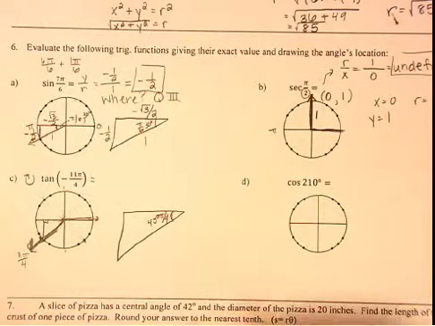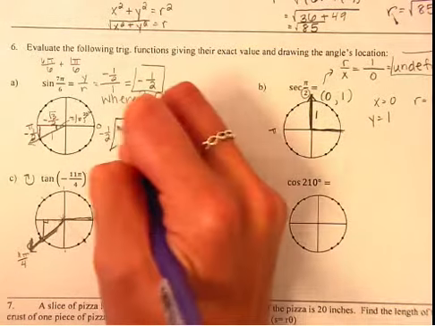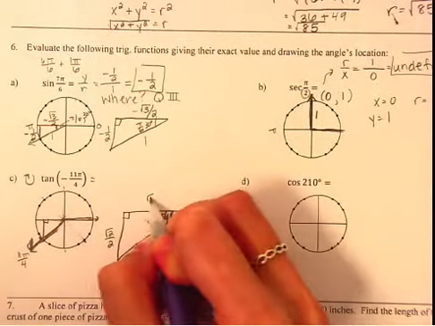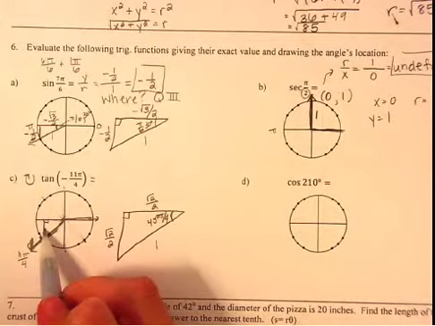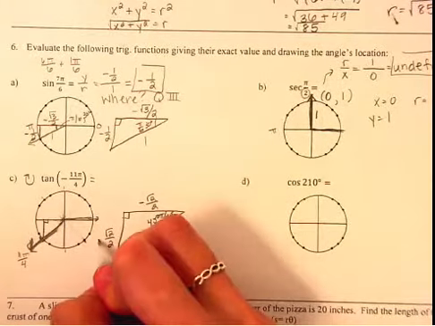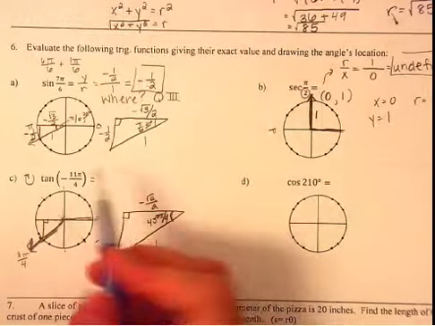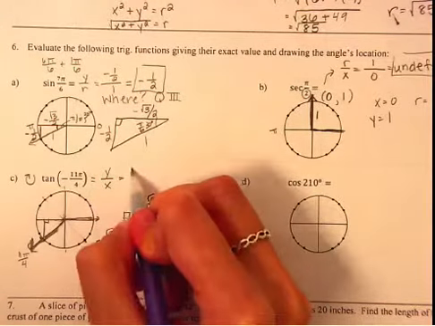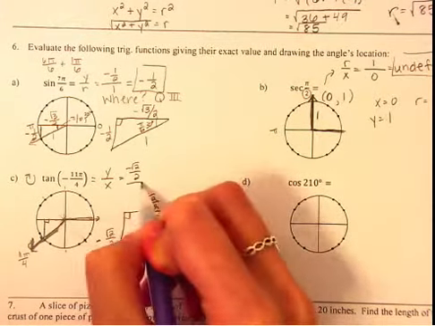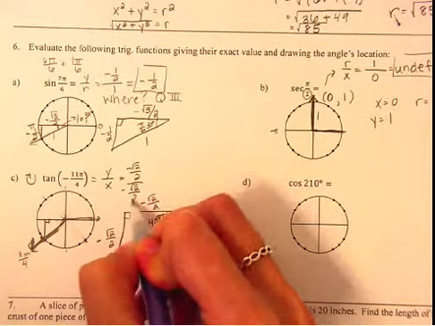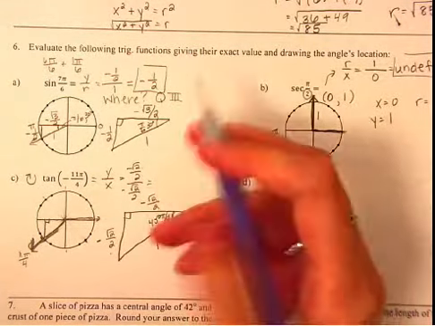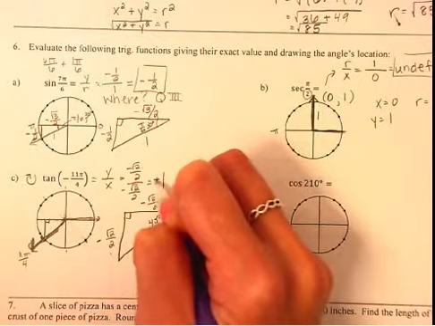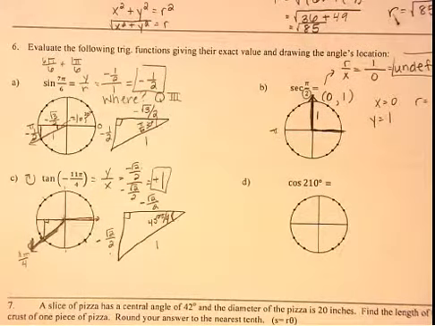A 45, 45, 90 triangle has both legs as square root of 2 over 2 and a radius of 1, but I know it's in quadrant 3, so my x and my y are both negative. Tangent, I know, is y over x. My y value is negative square root of 2 over 2. My x value is negative square root of 2 over 2. Negative divided by a negative is a positive. Any number divided by itself is 1. So I get positive 1. And that's it.